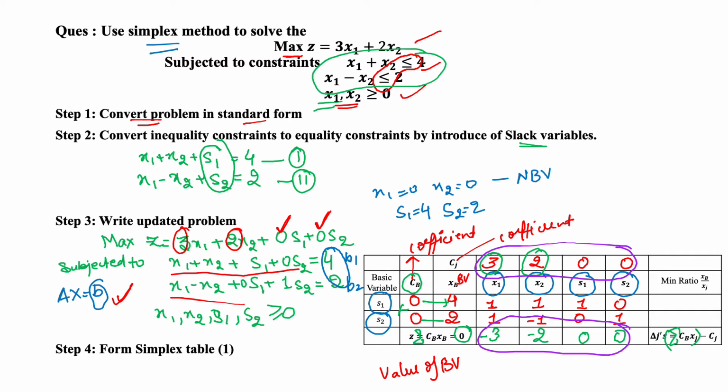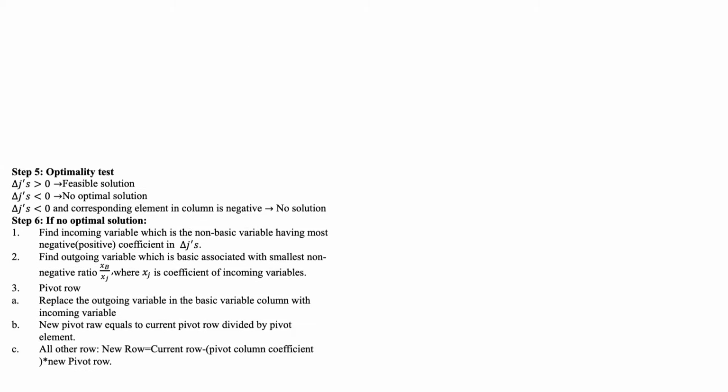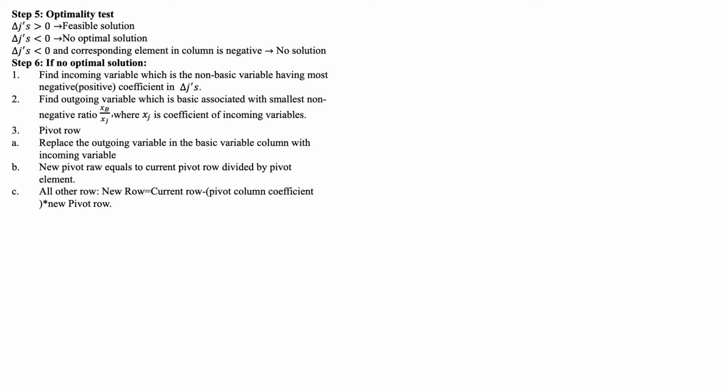For the first table of simplex, since the coefficients of basic variables are 0 in the objective function, these delta j's will be negative. Now we are going to check the optimality conditions, and if they are not satisfied, then we will form a new table. For that we will see step number 5. In step 5 we are going to check the optimality of our problem.